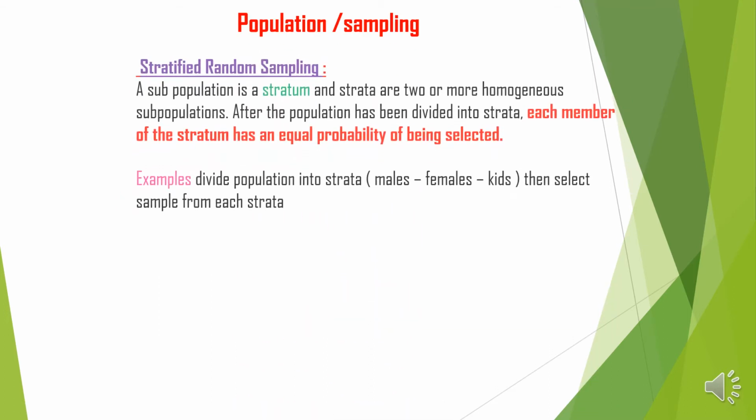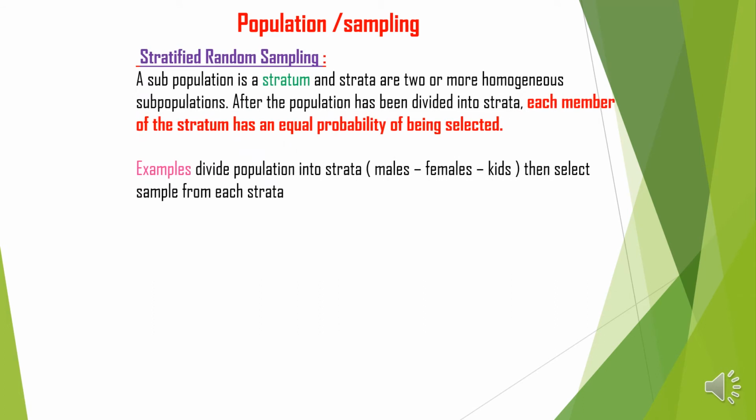The third one in the probability is the stratified random sampling. Stratified means we will divide the total population into strata. Strata means homogeneous subpopulations, people who look like each other, and I will take them to study as a stratum of the total population. After the population has been divided into strata, each member of the strata has an equal chance to be selected. So again, if every single one has a chance to be selected, it's a random sample. But here I divided them into strata.